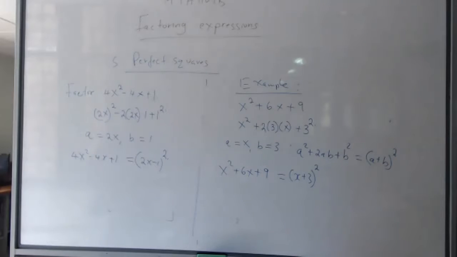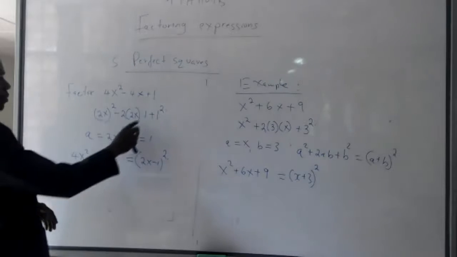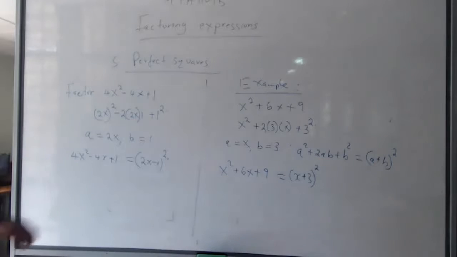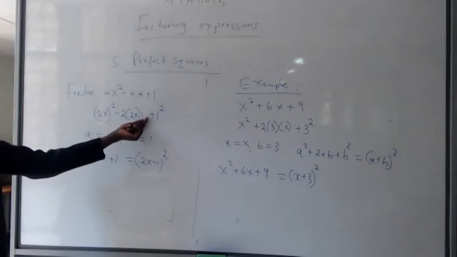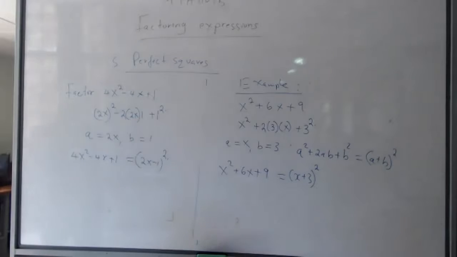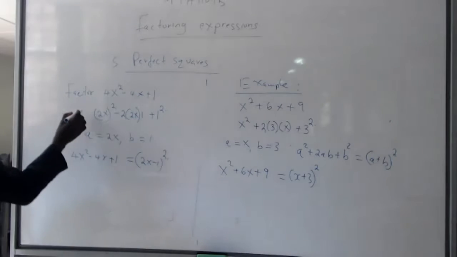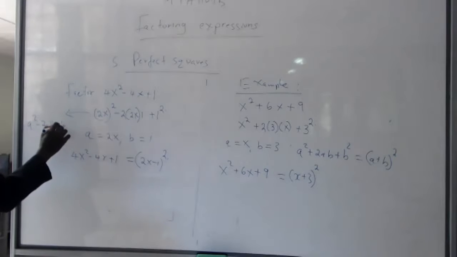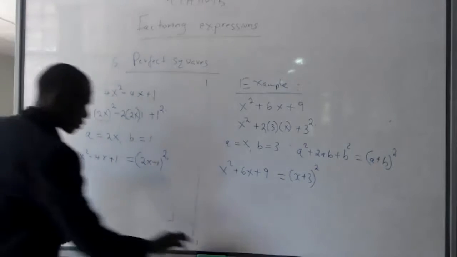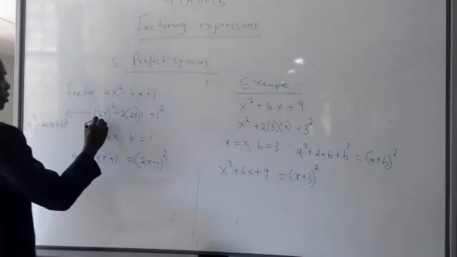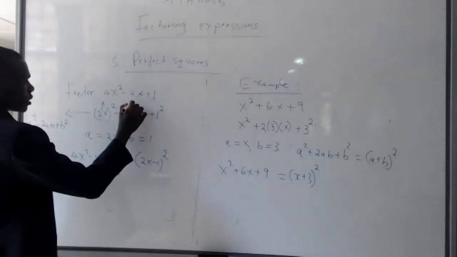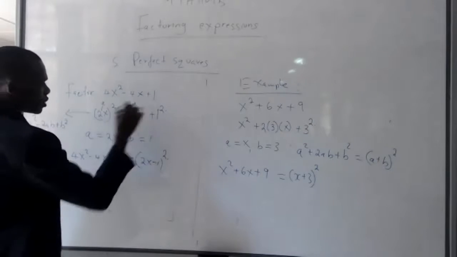Excuse me, sir. Why is there 1 plus 1? Where? Right after 2 into bracket 2x, times 1. There's a 1 outside the bracket. This is the one outside this: 2 times 2x times 1, then plus 1 squared also. I'm just trying, at this stage, to write it in the form a squared minus 2ab plus b squared. Remember, this is my a, this is my b squared.